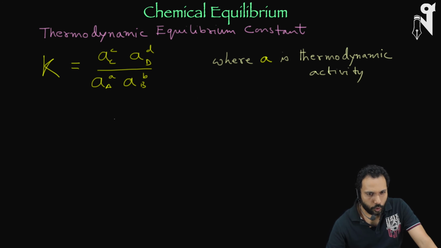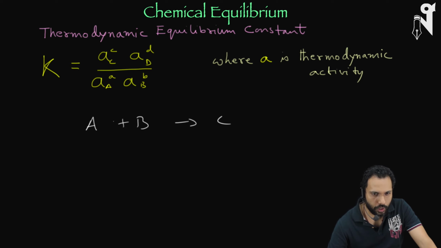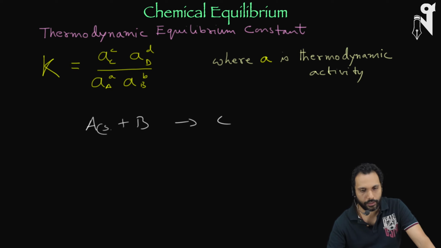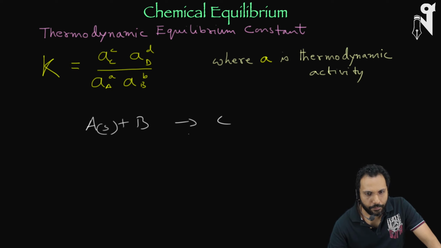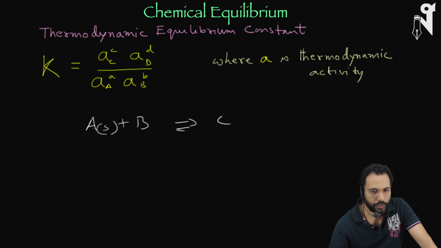Another important thing to note is if one of the reactants, say in A plus B gives C, say A is a solid, then there is an equilibrium and A is a solid. What is the activity of that solid? The activity of the solid is taken to be 1.